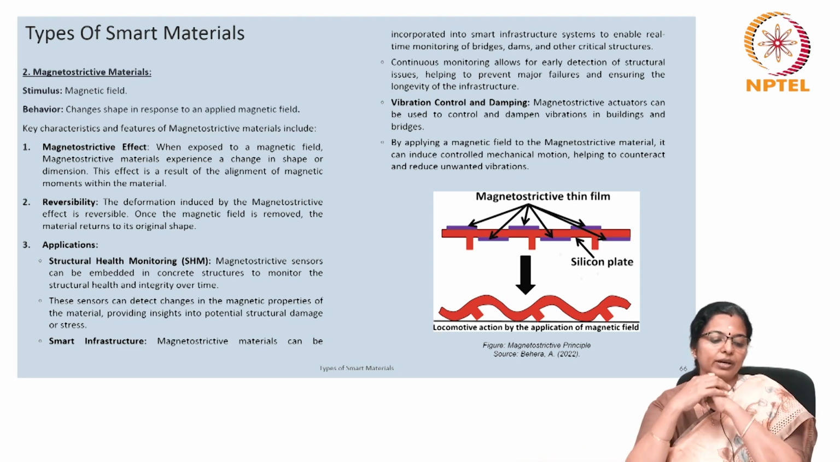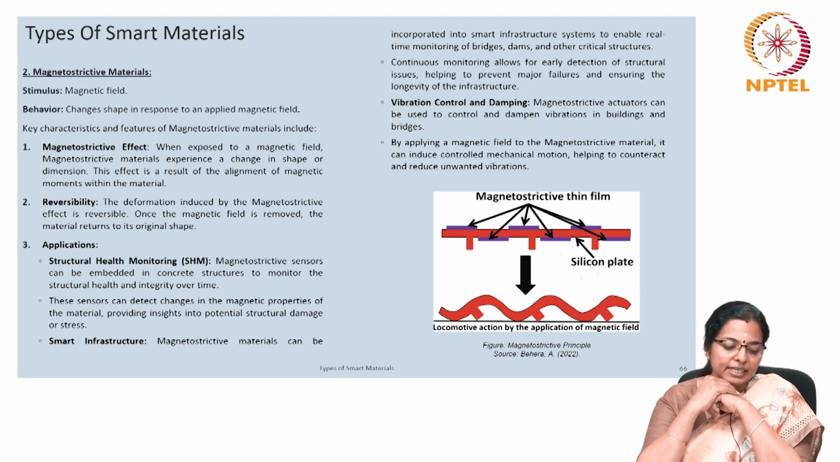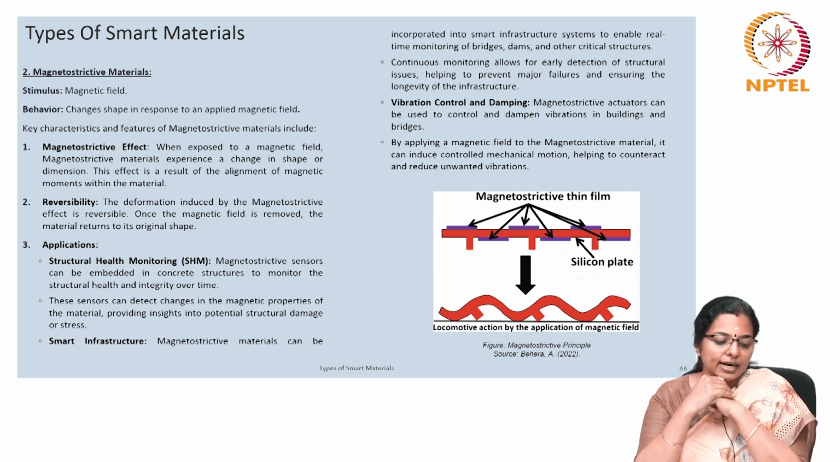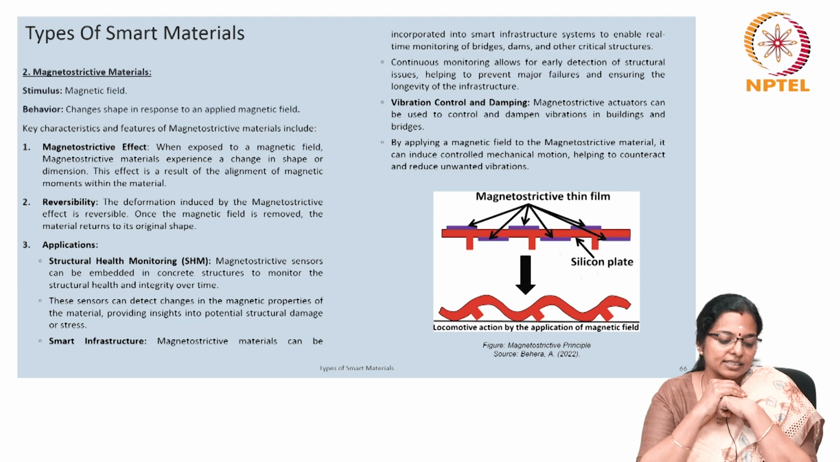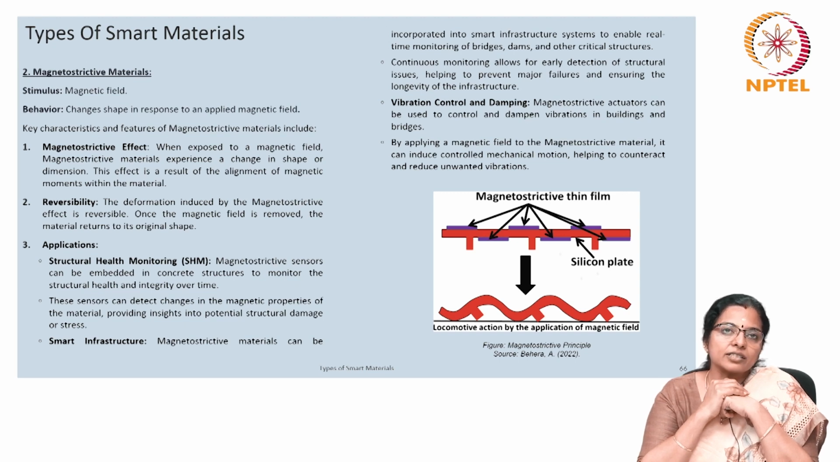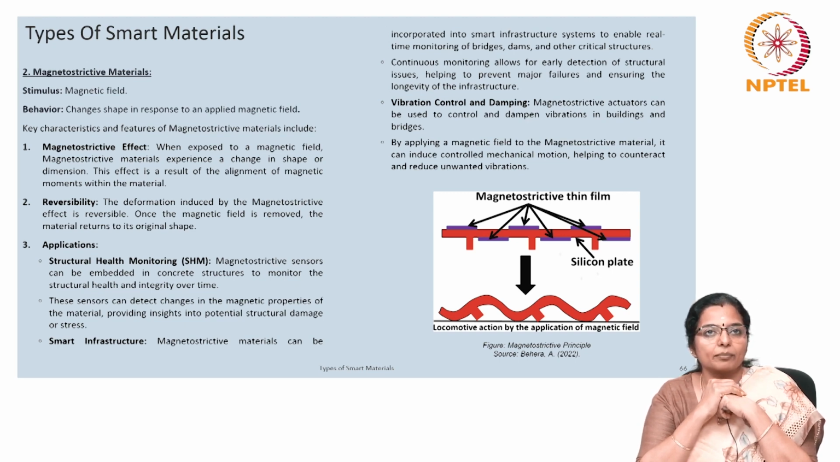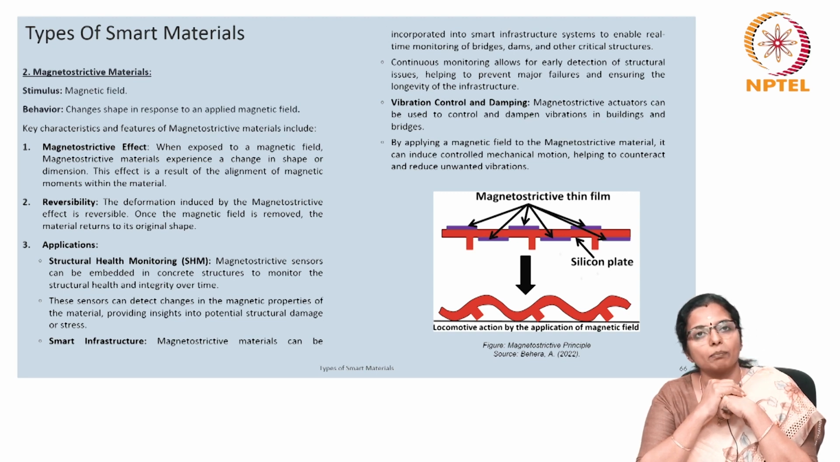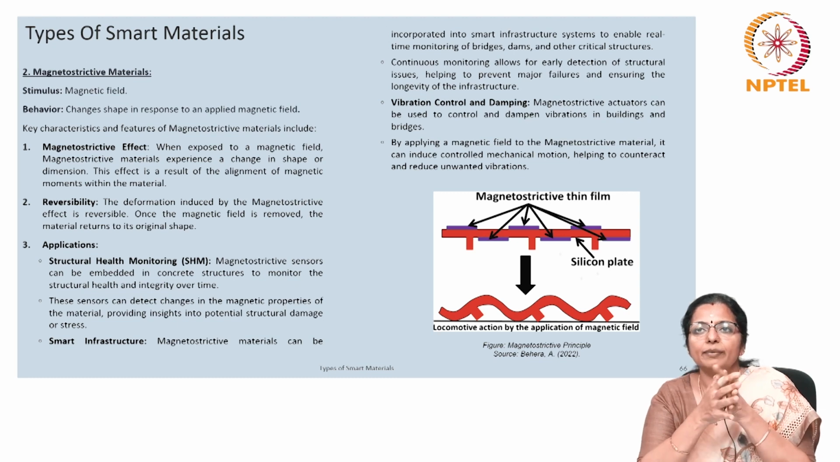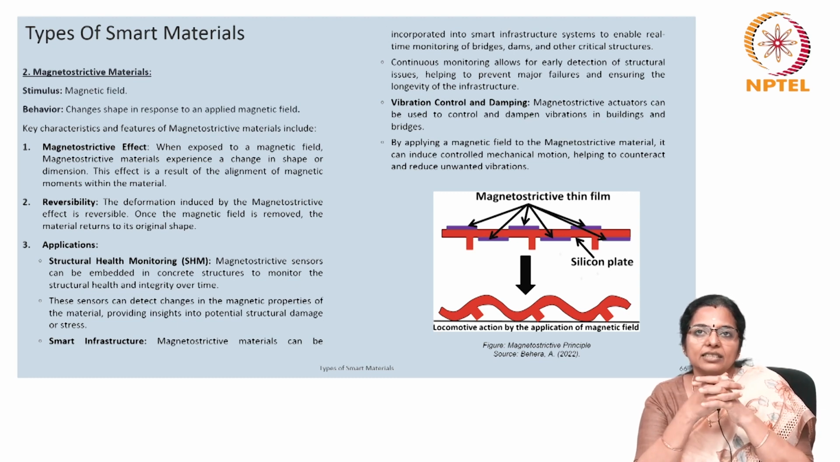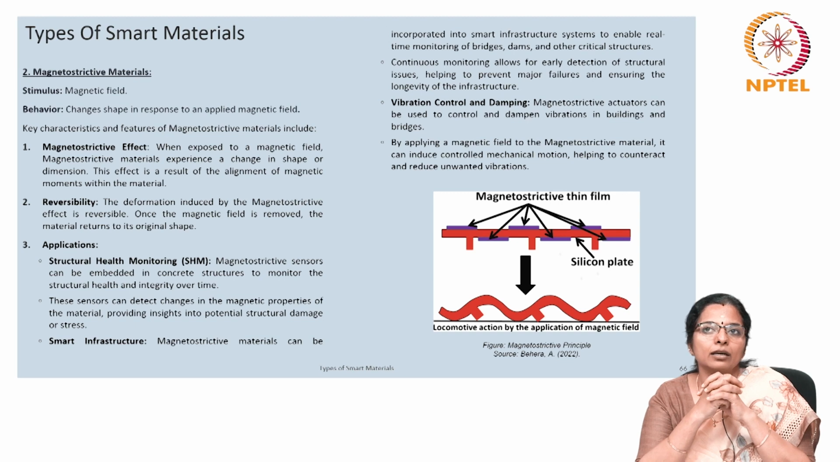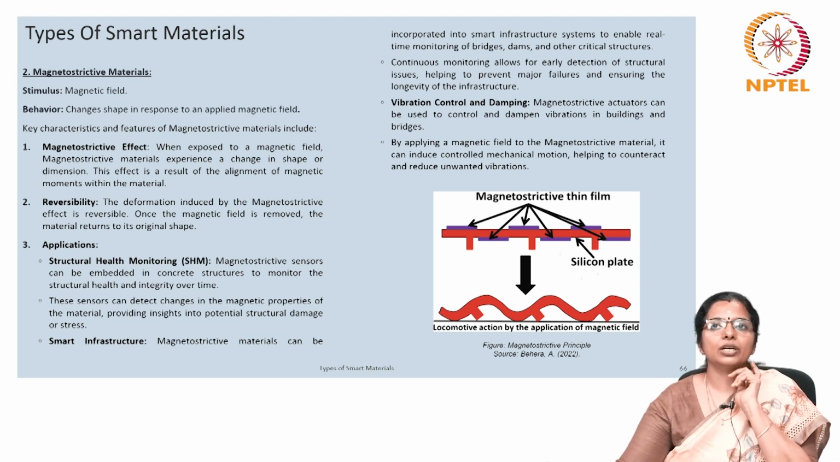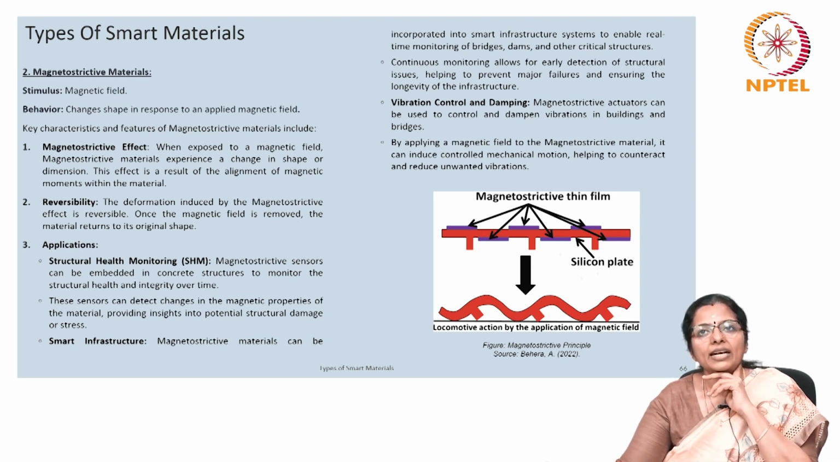Now, when we look at magnetostrictive materials, let us look at what this material does. So, when the stimulus is a magnetic field, its behavior is that it changes shape in response to the applied magnetic field. These materials are a type of smart materials that undergo mechanical deformation in response to an applied magnetic field.